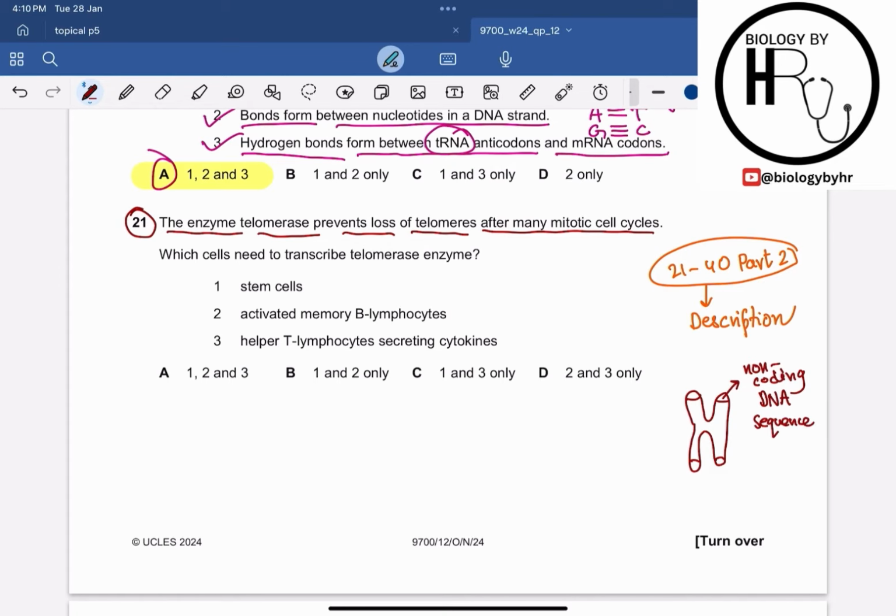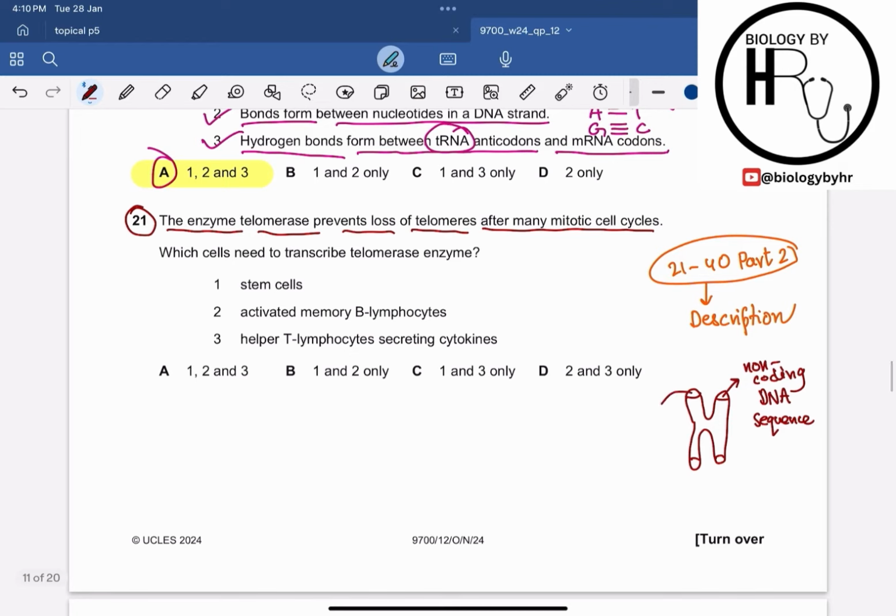So what is their significance? With every cell division they shorten, or they lose part of themselves after every cell division, right? So the presence of the telomeres prevents the loss of the vital genes, or the coding genes, of the cell. Yes.